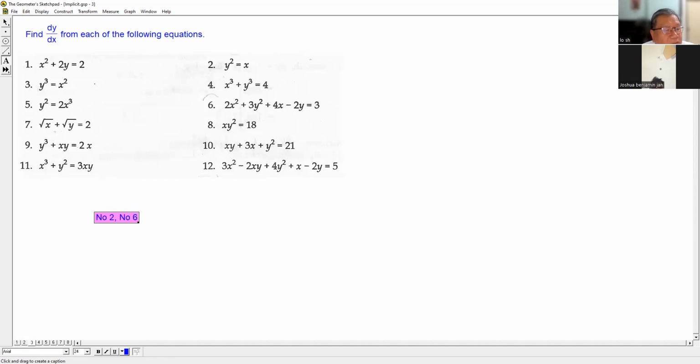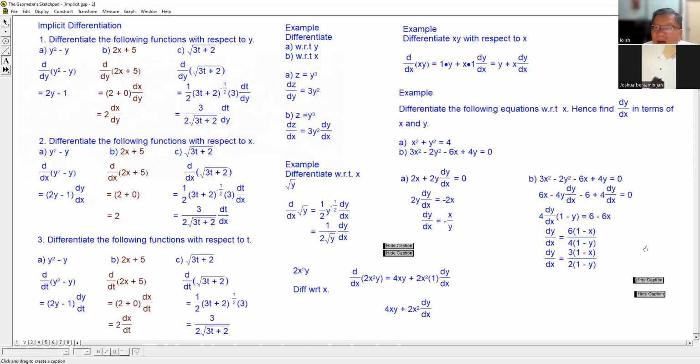You want to refer to this one here. Refer to this.